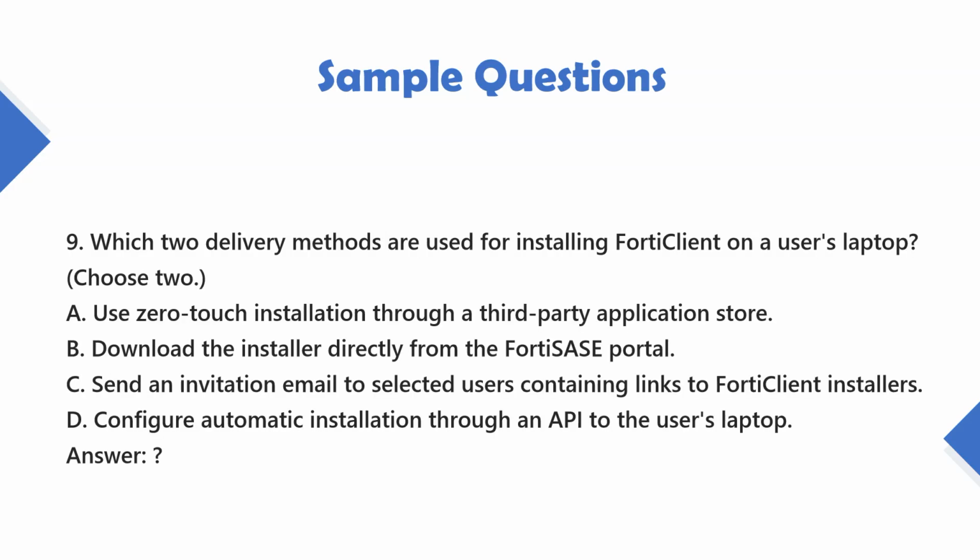9. Which 2 delivery methods are used for installing FortiClient on a user's laptop? Choose 2. A. Use zero-touch installation through a third-party application store. B. Download the installer directly from the FortiSASE portal. C. Send an invitation email to selected users containing links to FortiClient installers. D. Configure automatic installation through an API to the user's laptop.